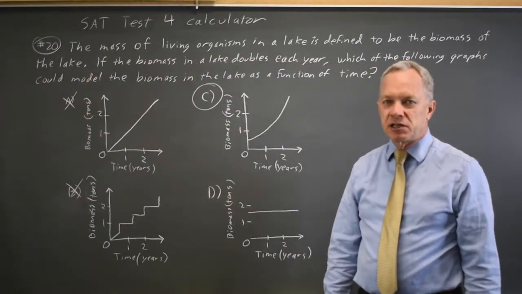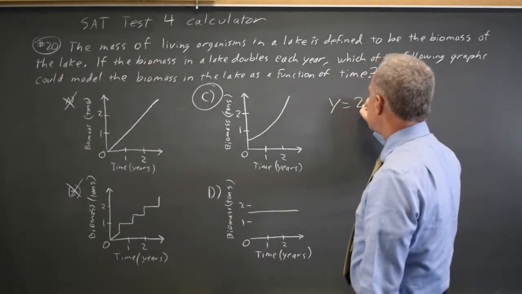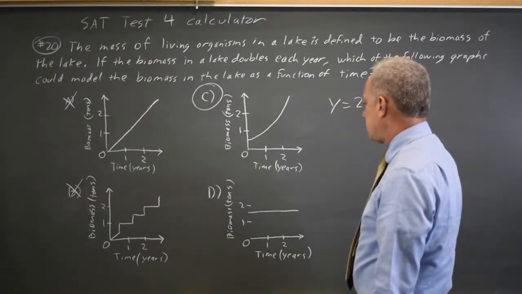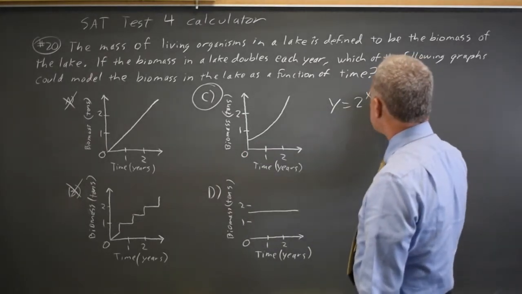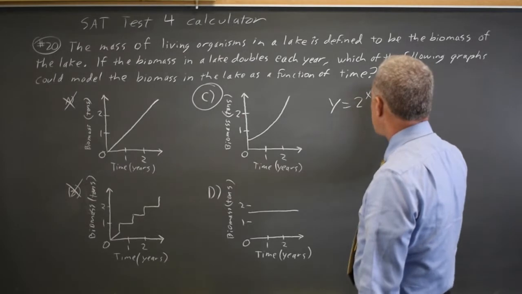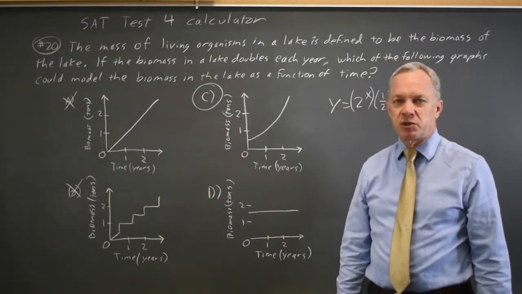This is a calculator question, so you are allowed to graph it to see what y equals 2 to the x looks like. In this case, since we're starting at 1/2, that would be 2 to the x times 1/2. But that is still doubling each year. It's still the shape of an exponential.